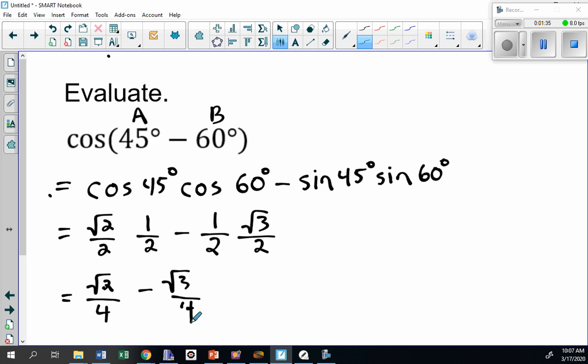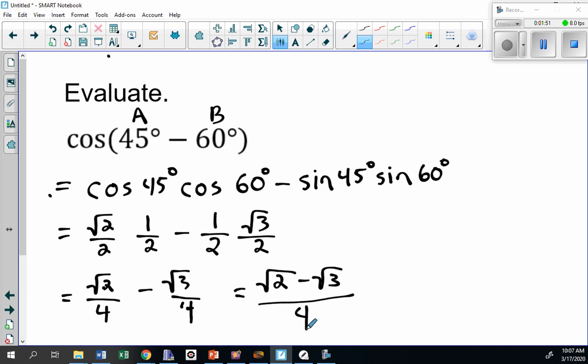Now again, we're kind of lucky. We already have a common denominator. So I got to figure out how to make this thing scroll better. But square root of 2 minus square root of 3, all over 4. So that'll be a different video improvement, how to scroll down.